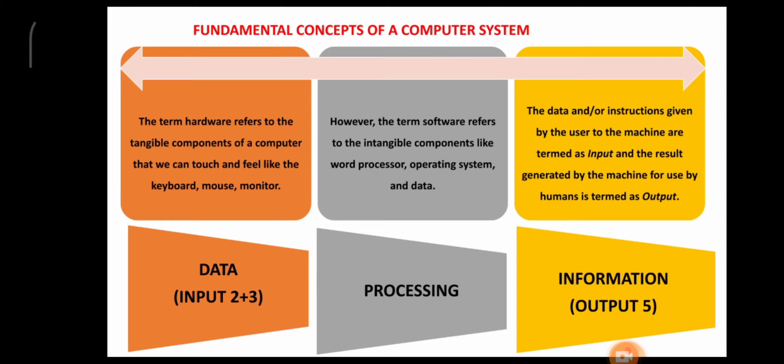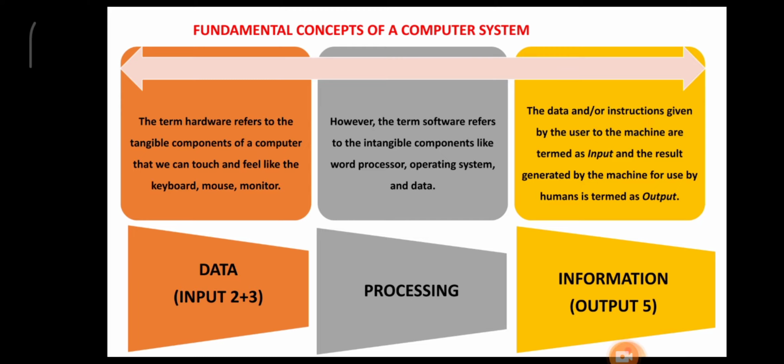Now, the term hardware refers to the tangible components of a computer that we can touch and feel, like the keyboard, mouse and monitor. It is as simple as that. Components that you can touch and feel are called hardware. For example, if you have a desktop, you will have the monitor. The monitor you can touch and feel, so it is hardware. Similarly, the mouse you can touch and feel, so it is hardware. So any component that you can touch and feel is called hardware.